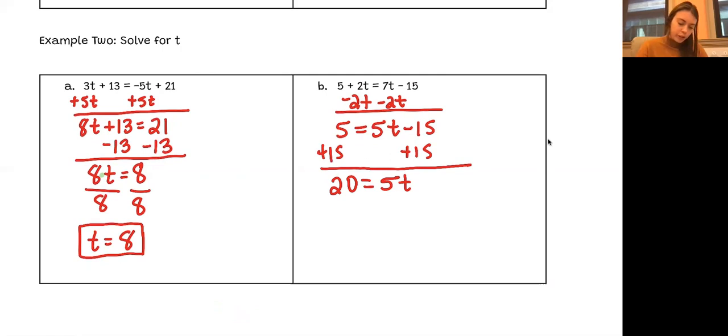Then reverse order of operations says I will undo the multiplication. So I will undo it by doing division. And I'll get 4 equals t.